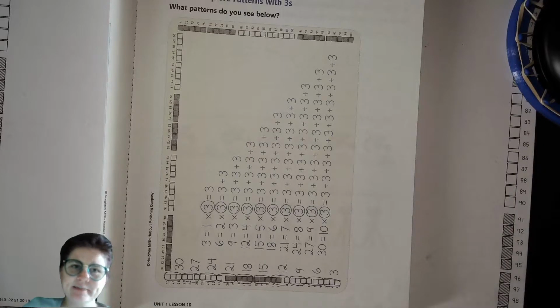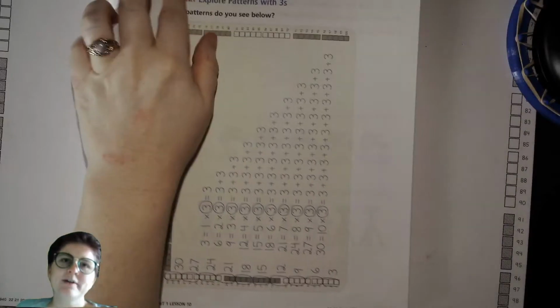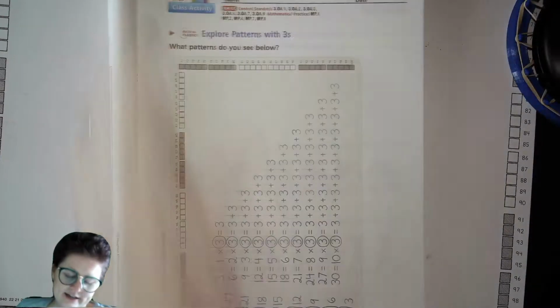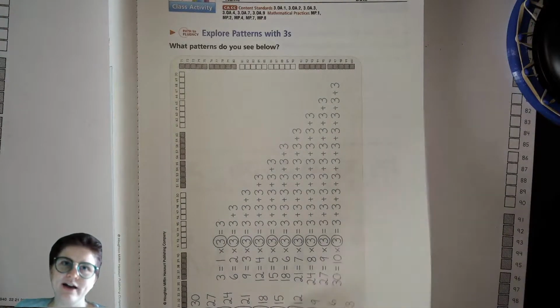Welcome back. This is Mrs. Smith here, and today we're doing Unit 1, Lesson 10. And this starts on page 45 of your book. So, we're exploring some patterns with threes today.